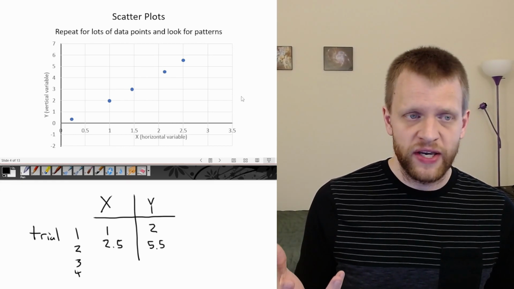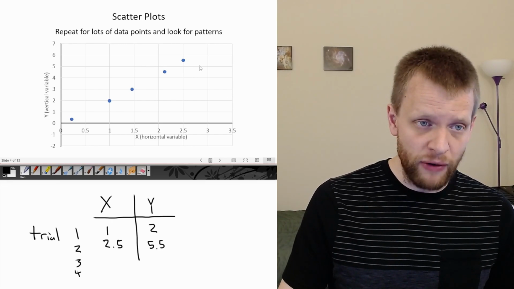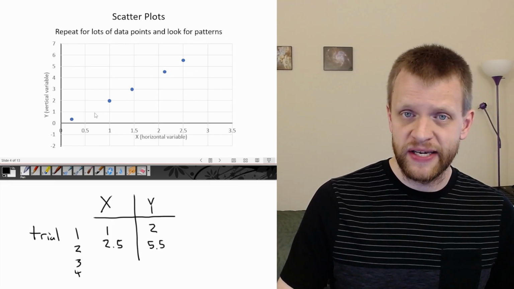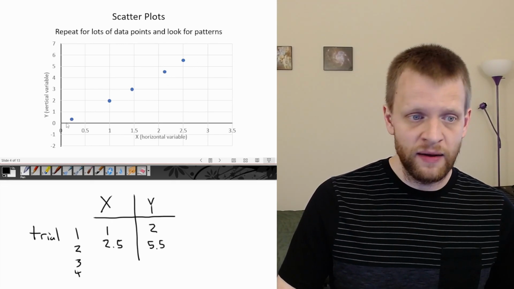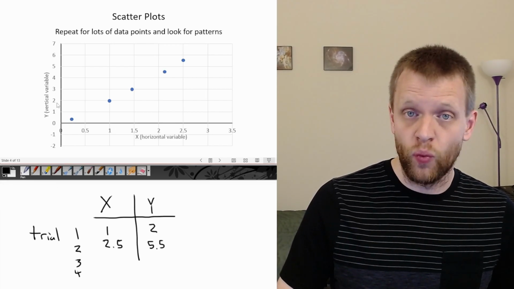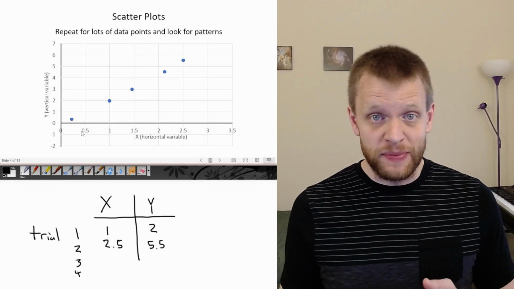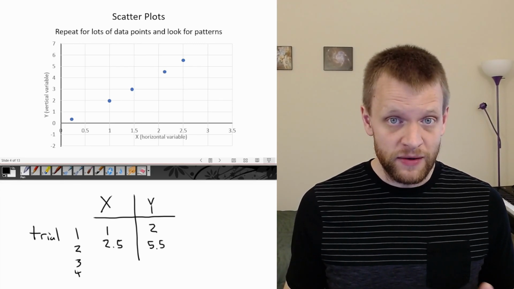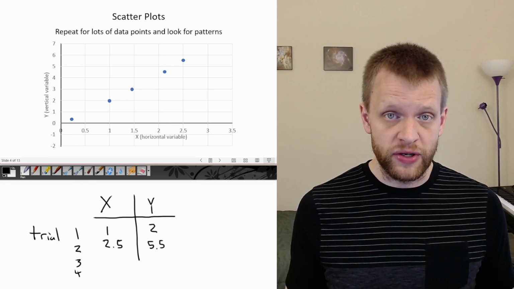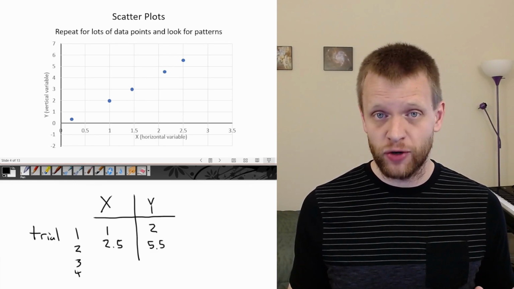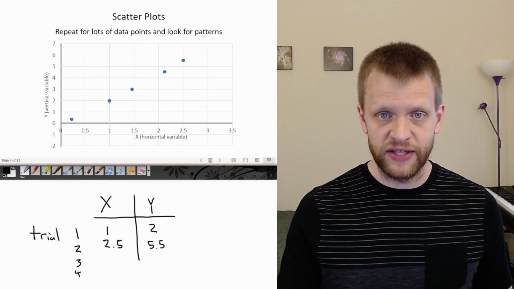So this is how we can graph this data and try to look for particular patterns in how x and y are related to each other. Now, a lot of the time we're going to be doing this on a computer. There are a lot of different programs that you can use to make these kinds of scatter plots to graph data in these particular ways.